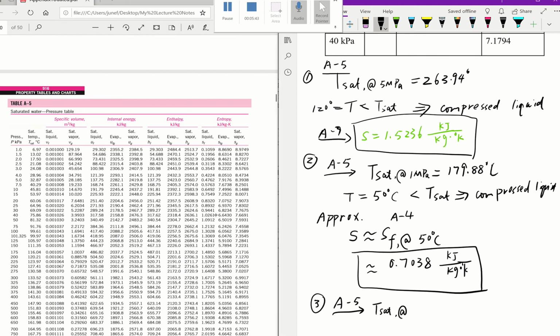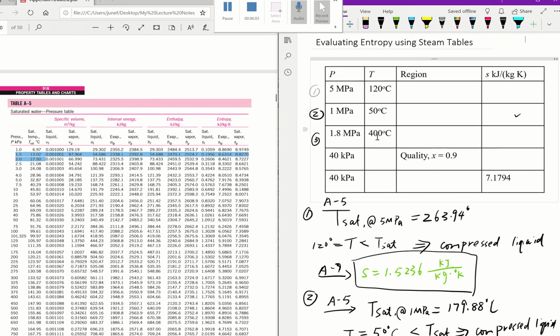Tsat at 1.8 megapascal. We come to table A5 and realize there's no 1.8. The closest we have is 1.5 and 1.2. Theoretically you want to do linear interpolation, but this one, so far you don't need to, because look at it.